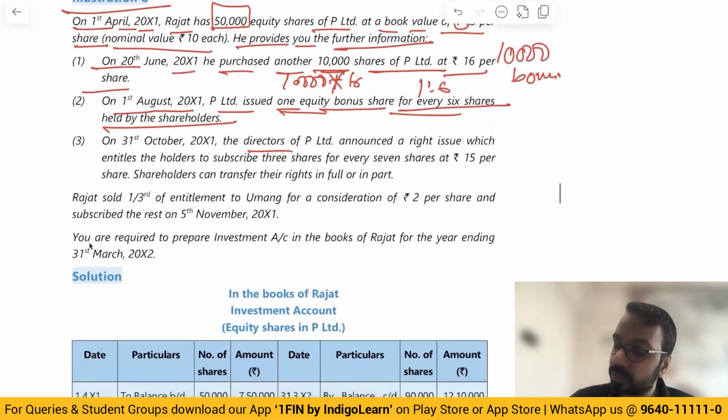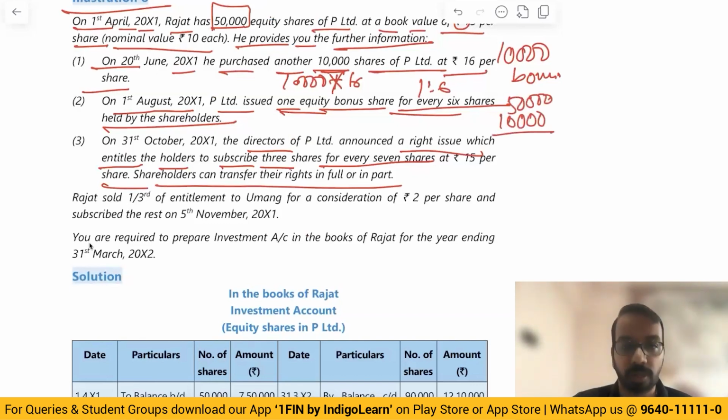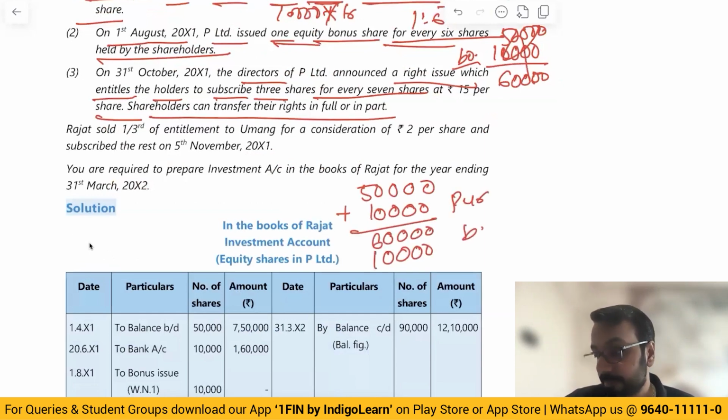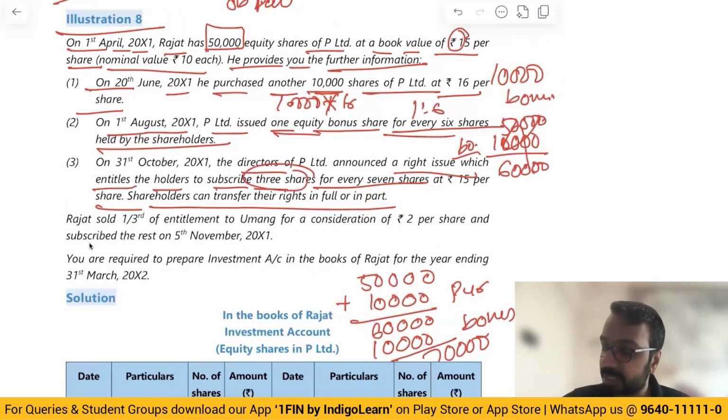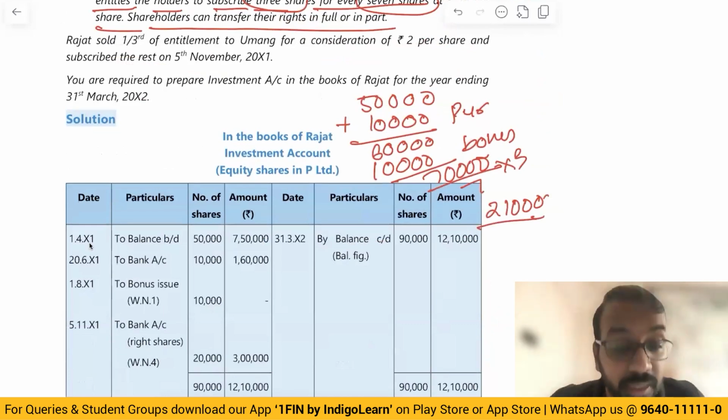On 31st October, the directors announced a right issue which entitles the holder to subscribe to 3 shares for every 7 shares held at 15 per share. Shareholders can transfer the rights in full or part. So, now what is this? Sorry, my bad. Original opening balance is 50,000 plus 10,000 we purchased, we got 60,000. Then we got 10,000 bonus. This made it 70,000. Now my right entitlement is 3 shares for every 7 shares held. So 70,000 divided by 7 multiplied by 3. Right entitlement is 21,000. Okay. This basic working, you should be able to do it properly.